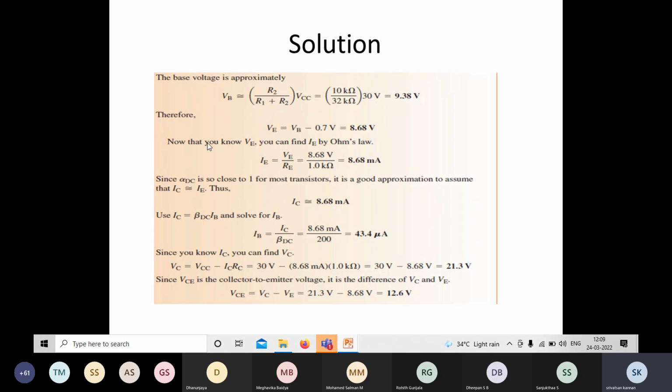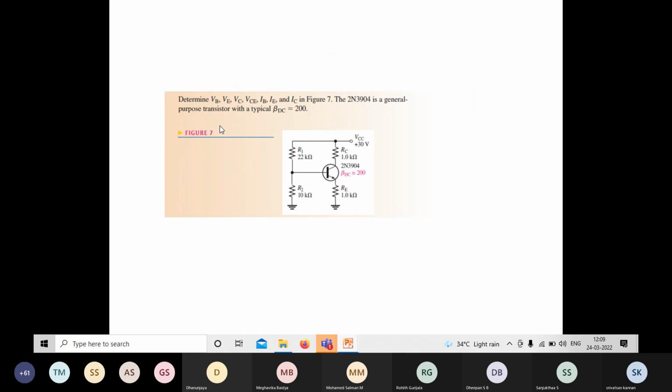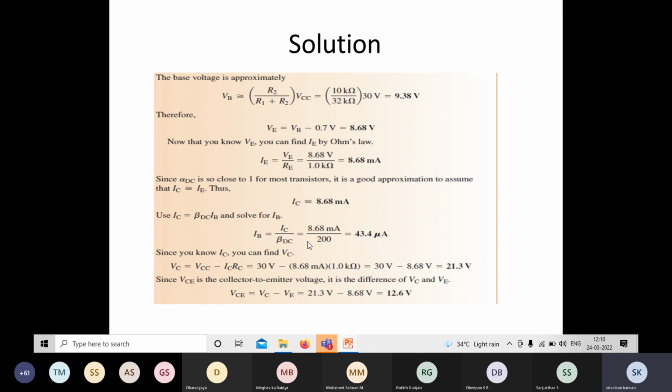So we can find the values of voltages and currents using KVL, Kirchhoff voltage law. And you have to know the relation between IC and IB. IC is equal to beta DC times IB. So what is beta DC? Beta DC is the gain, the amplification factor, which is 200, given in the question. From this we have calculated the current IB, and we also found the expression for VC.